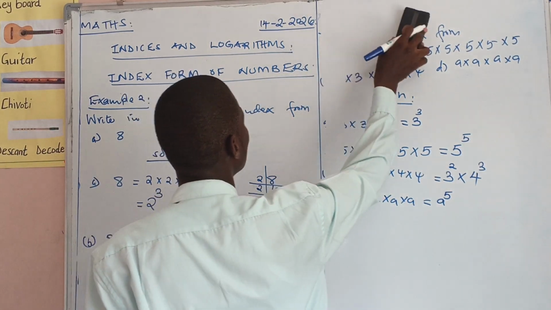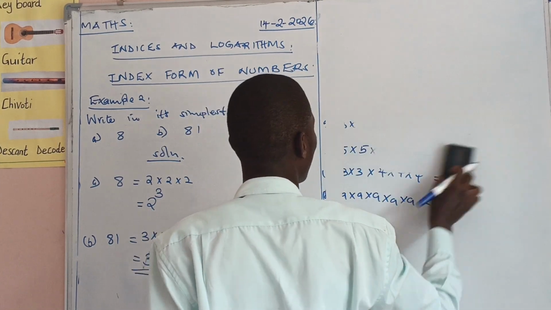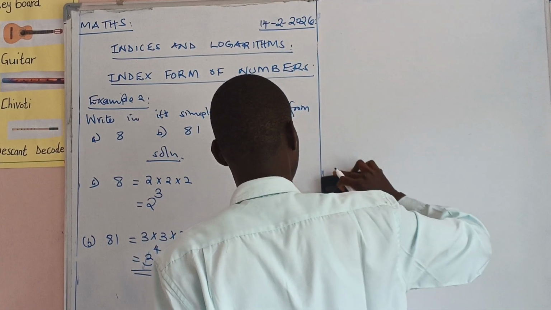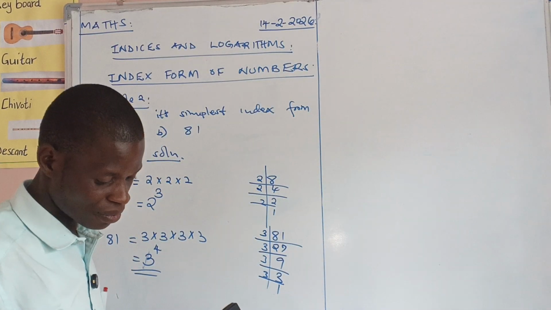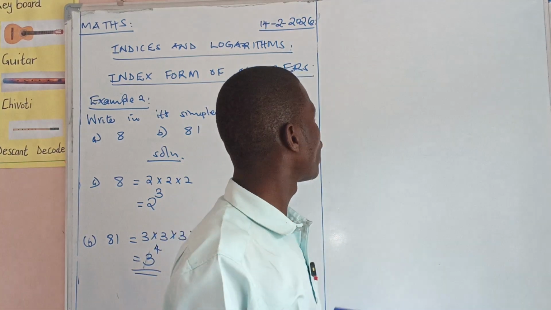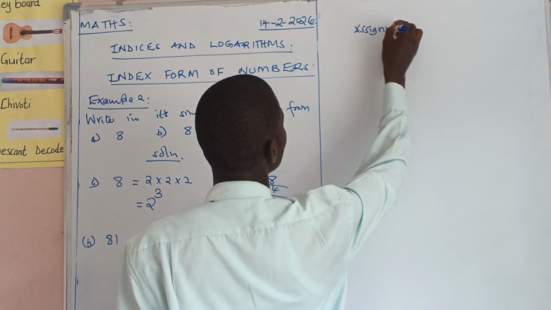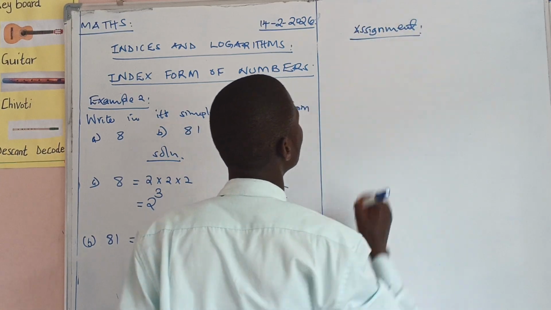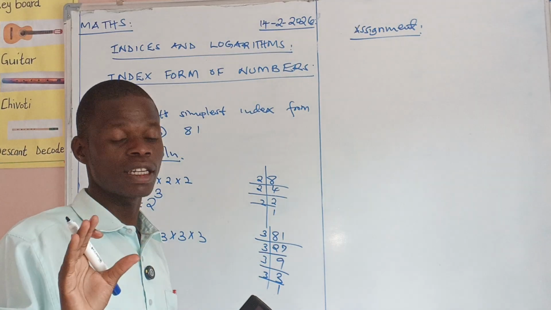So that is now the index form of numbers. That is how we deal with index form of numbers. As simple as A, B, C, D. As easy as A, B, C. Now, you, wherever you are, just work this one out for me. Don't waste any time. We have started indices and logarithms. I want you to understand this.